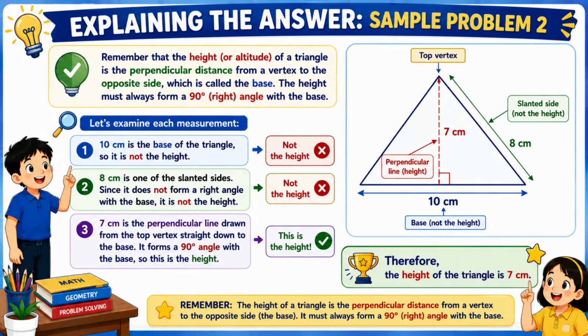7 centimeters is the perpendicular line drawn from the top vertex straight down to the base. It forms a 90-degree angle with the base, so this is the height. Therefore, the height of the triangle is 7 centimeters. The correct answer is B, 7 centimeters.